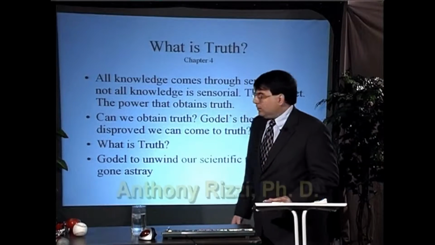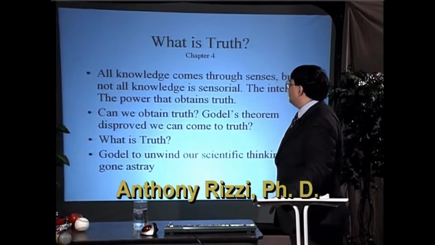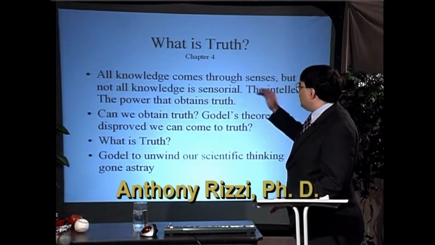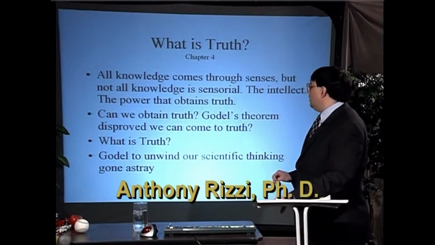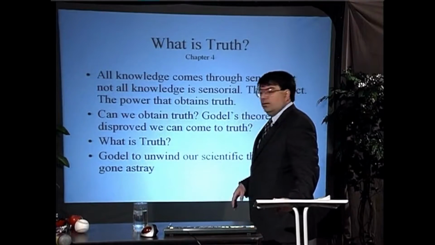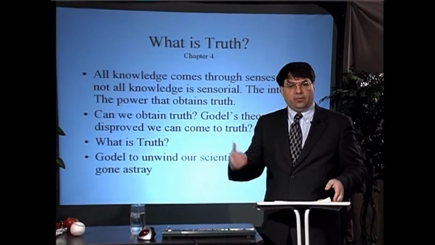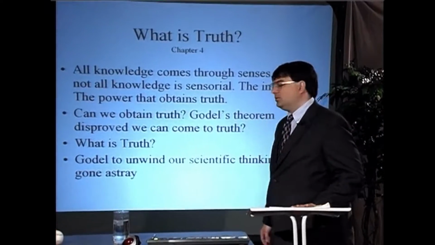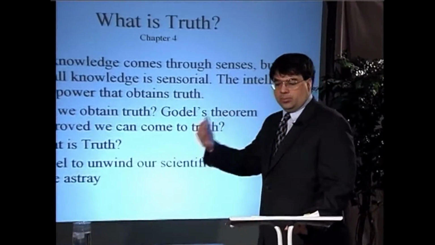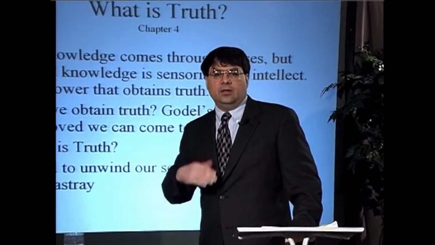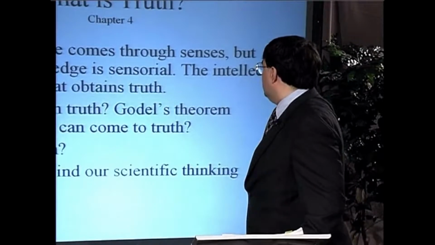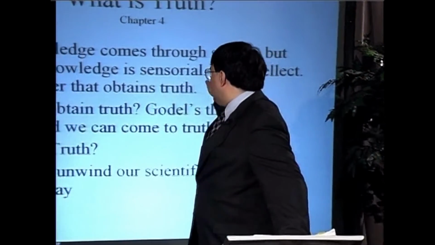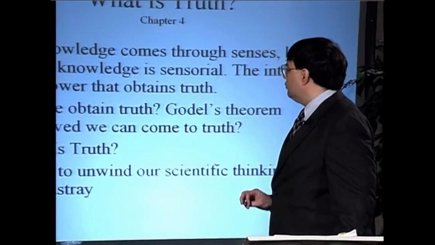Okay, this lecture is titled, What is Truth? We saw last time that all knowledge comes through us from the senses, but not all knowledge is sensorial. The principle of contradiction, for example, we noticed could not have come from the senses. The principle of contradiction is a general idea. Sensorial knowledge gives knowledge of particulars. The intellect is what we call the power that gets to truth.